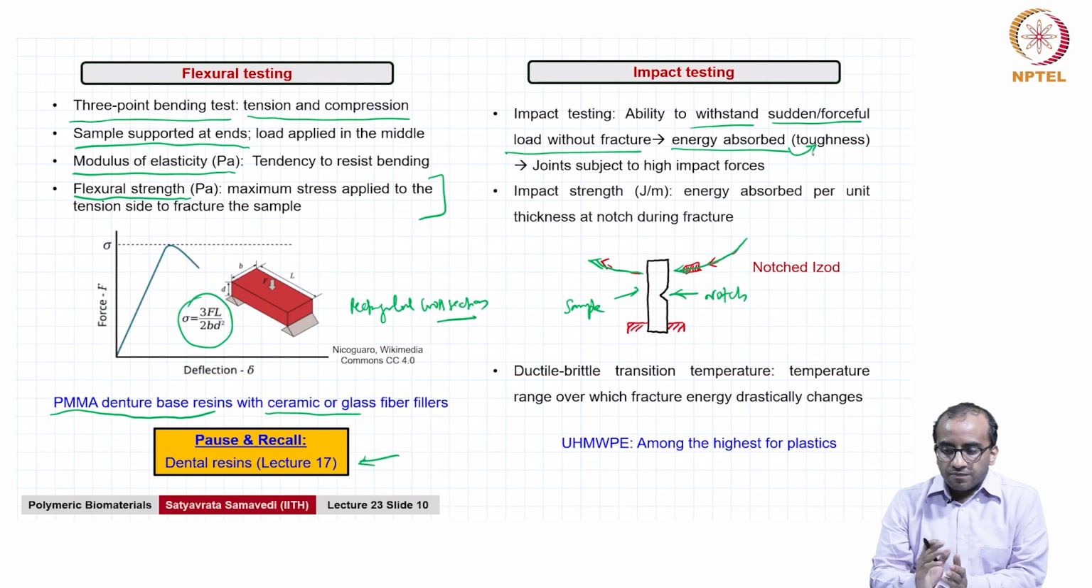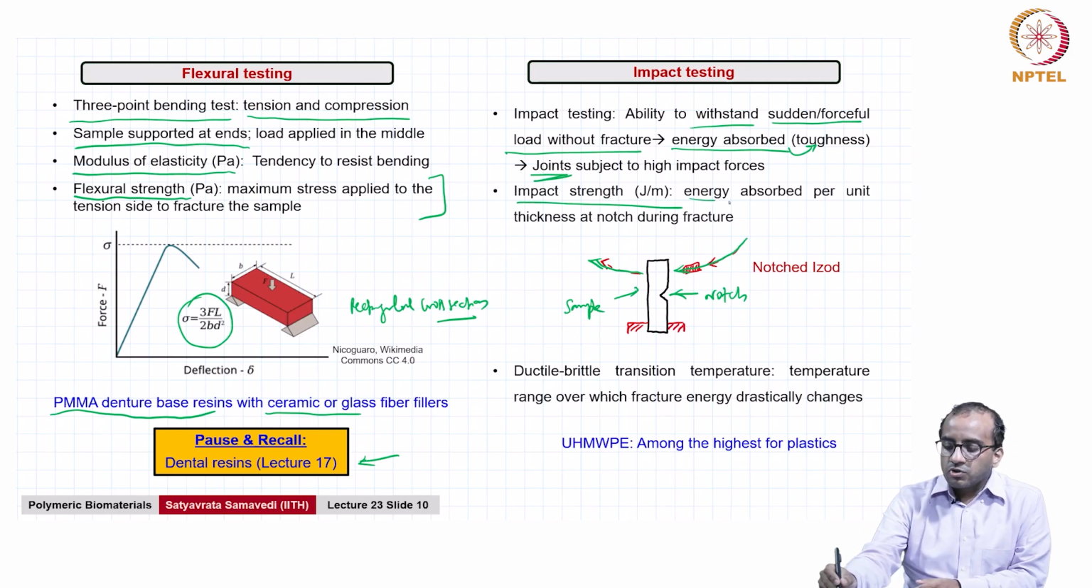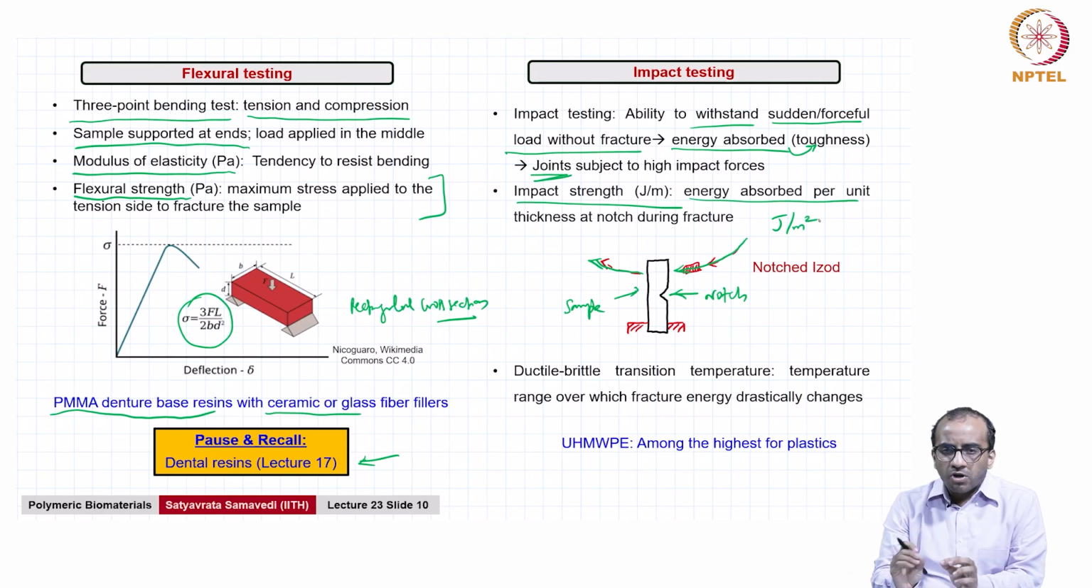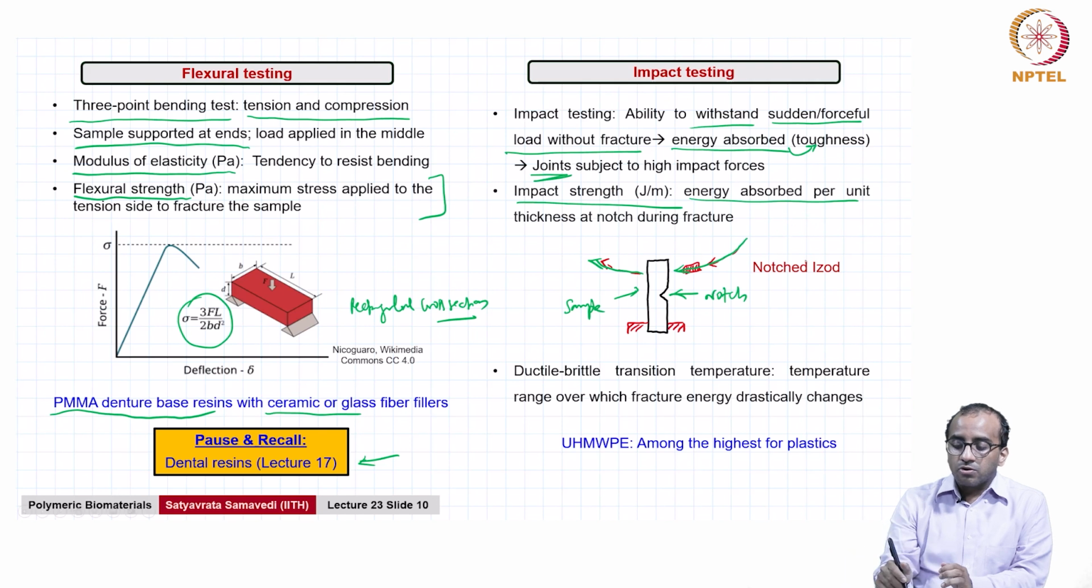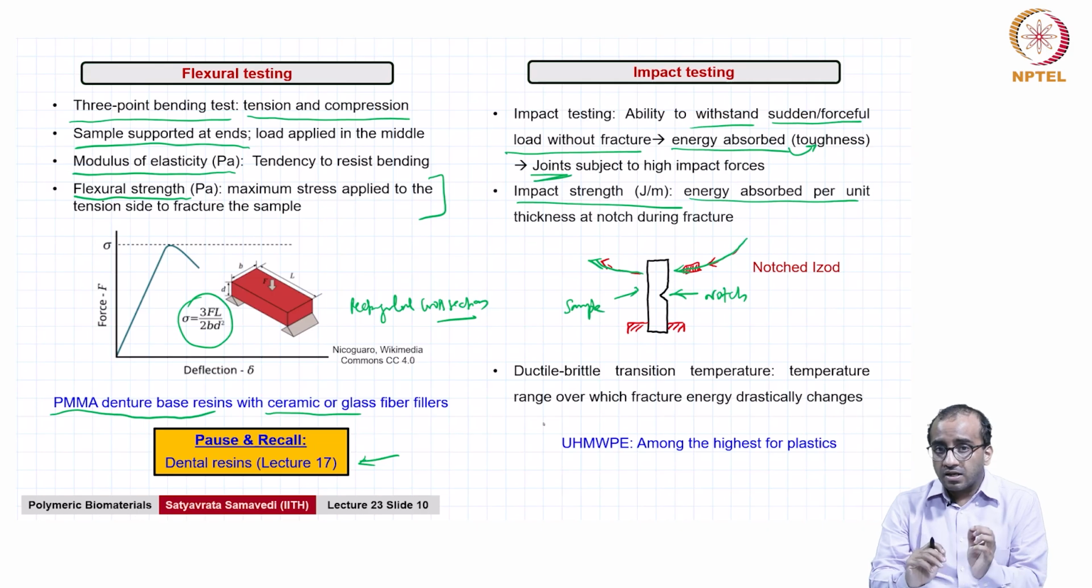Examples of tissues or regions in the body that could be subjected to such impact forces include joints. So any joint replacement has to be carefully accounted for in terms of this kind of testing. Impact strength is typically measured in joules per meter, the energy absorbed per unit thickness at the notch during fracture. Sometimes, depending on the standard you use, you'll also see units of joules per meter squared, per cross-sectional area, a small caveat to note. Nevertheless, the point is that you are looking at the energy absorbed per unit length or unit cross-sectional area at impact.